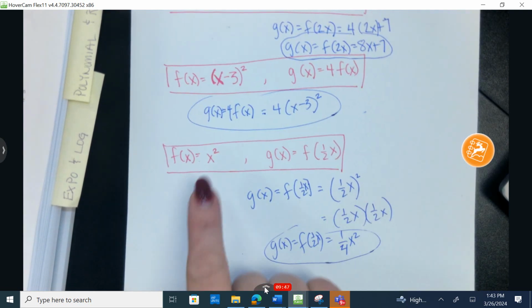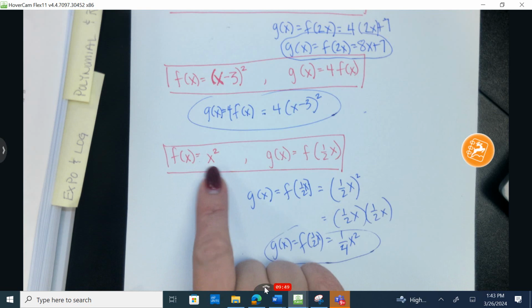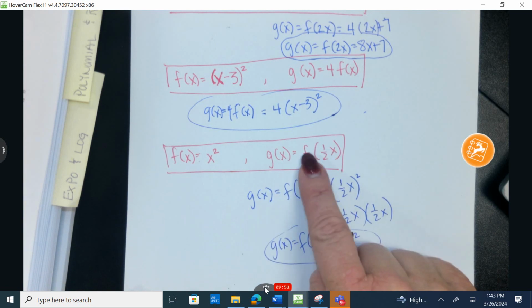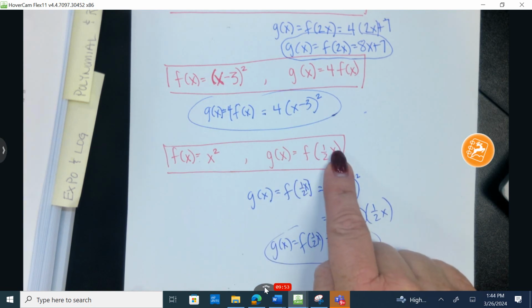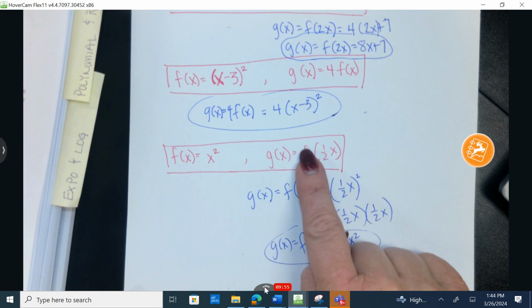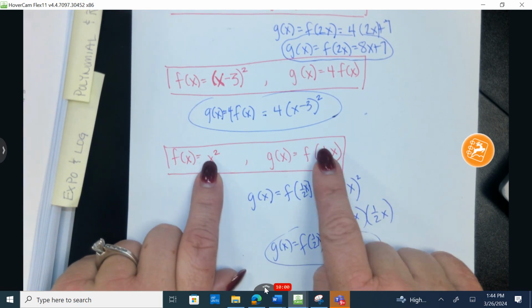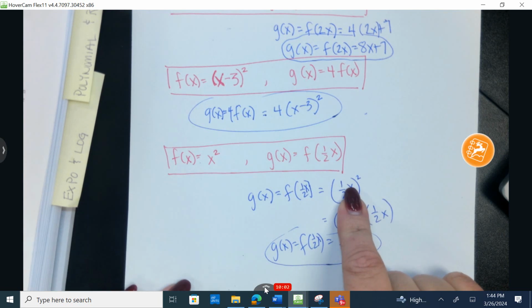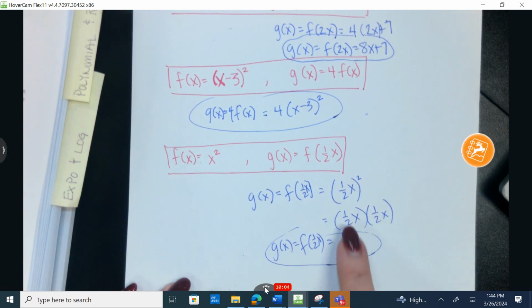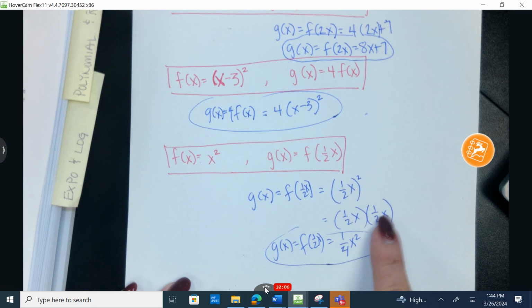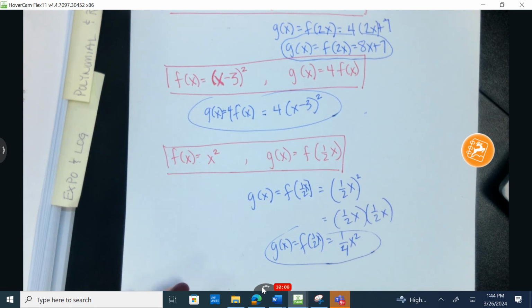In the last example, I have f of x equals x squared. For g of x, notice how the 1/2 is inside with the x, not in front. So I'm going to write down the function f of x, but instead of just having an x, I'm going to put a 1/2 x, and notice it has to be squared, which means I'm going to take it times itself. 1 times 1 is 1, 2 times 2 is 4, and I have x squared.